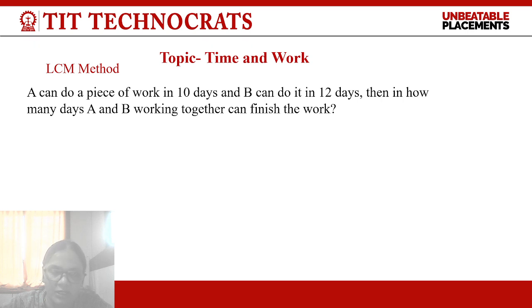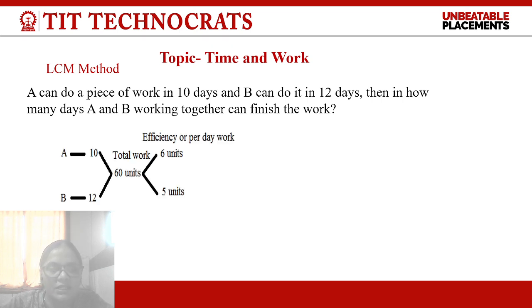So two values are available. This method will be applicable only in that case where you have two or more than two values. So here I have two values. For solving this question, we need two things. One is the total work, that is, what was the total work which they are going to complete. And second thing, how much work they do in a single day, which is their efficiency. So for that, I'll use the LCM method. To calculate the total work, we just take the LCM of 10 and 12.